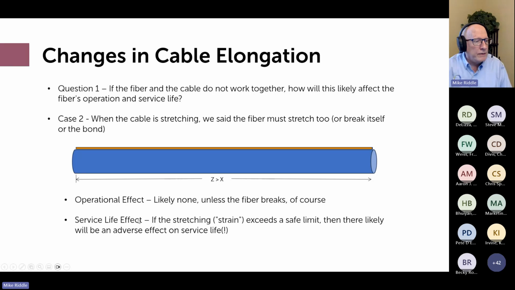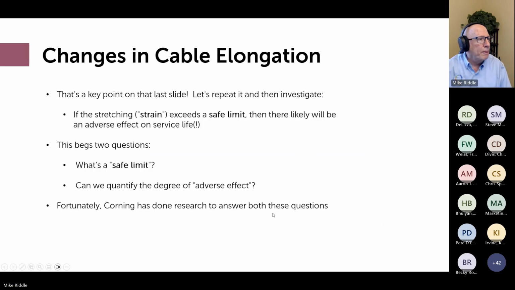But the service life is a different story. We're going to see in a moment that there likely could be an adverse effect on the service life of the fiber because of it being under stress. And that's an important point. If the stretching, so the strain, exceeds a safe limit, there's likely going to be an adverse effect on service life. So this leads to a couple questions.